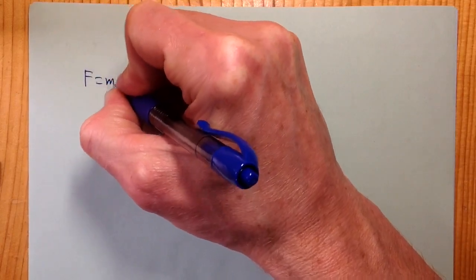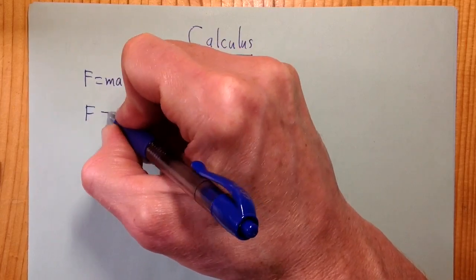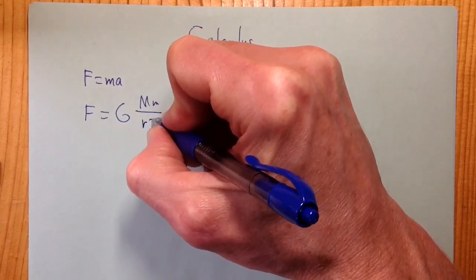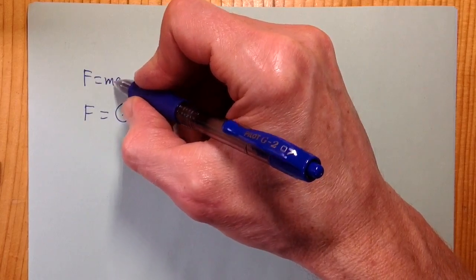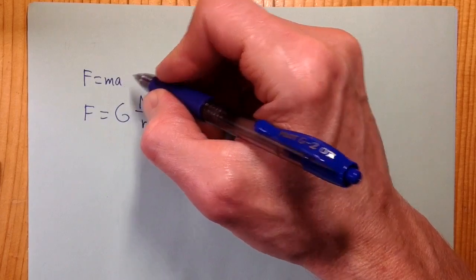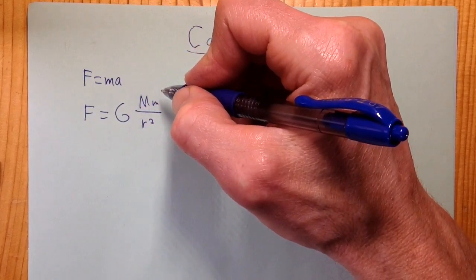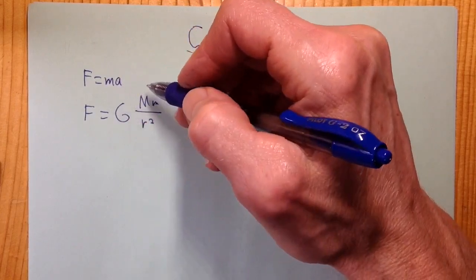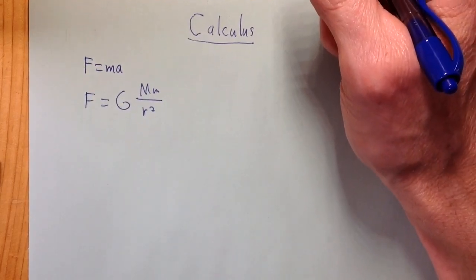like F equals ma, and he had things like the force of gravity, which is F equals G times the mass of two objects divided by how far away they are squared. And force is mass times acceleration. Acceleration is how fast velocity changes, and velocity is how fast your position changes. And so he needed formulas to say exactly how things change.